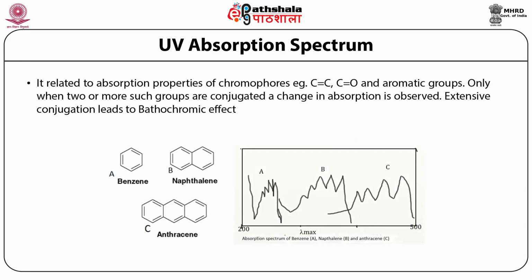UV absorption spectrum is related to the absorption properties of chromophores, for example, C double bond C, C double bond O, and aromatic groups. Only when 2 or more such groups are conjugated, a change in the absorption is observed. Extensive conjugation leads to the bathochromic effect. We show here a typical spectrum of 3 different molecules: A, benzene; B, naphthalene; C, anthracene. And you can see the difference in the 3 spectra on the right hand side.